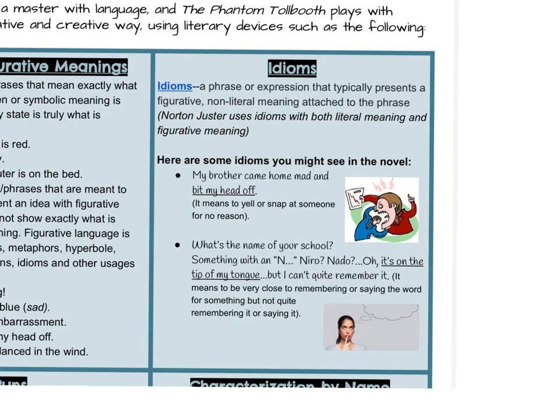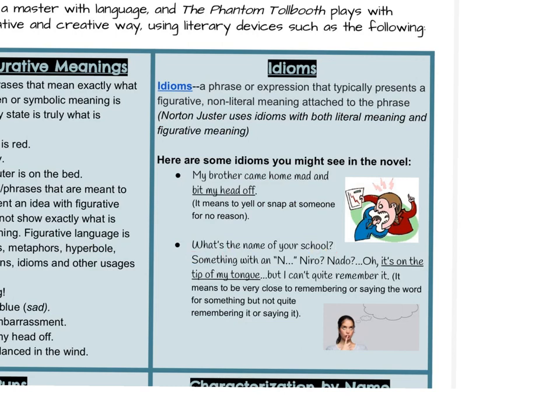So Norton Juster, the author of this book that we're going to be reading, uses idioms with both literal and figurative meanings, and that's part of the innovative way that he writes. So some examples might be, bit my head off. If someone bites your head off, it typically means that they yelled at you or snapped at you for no reason. But it doesn't mean that they're literally eating your head. So if people say, oh, my brother came home mad and bit my head off, that means he came home and yelled at me. But that's a phrase or a saying, which we call an idiom.